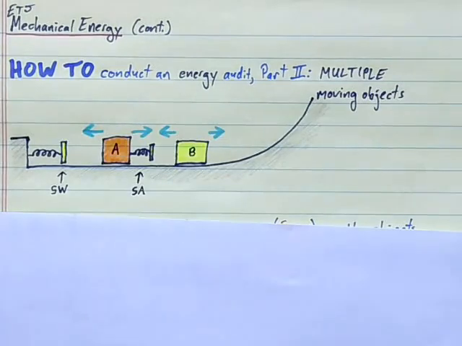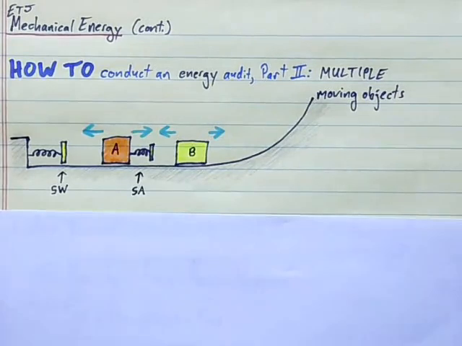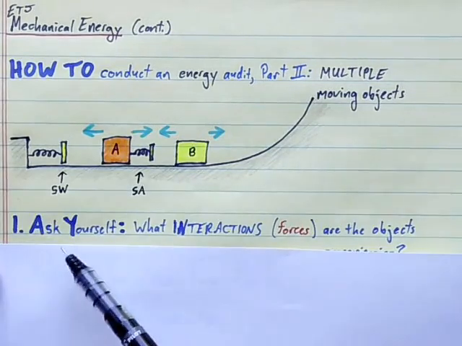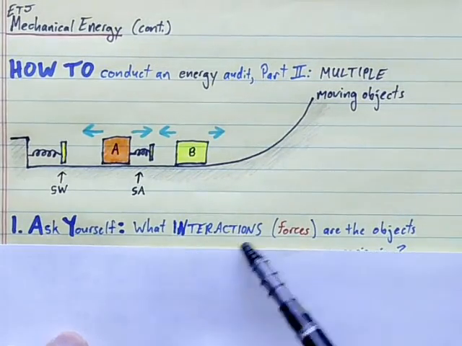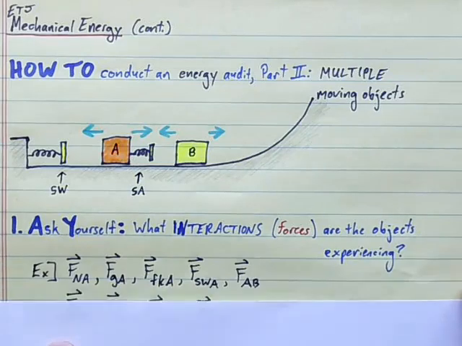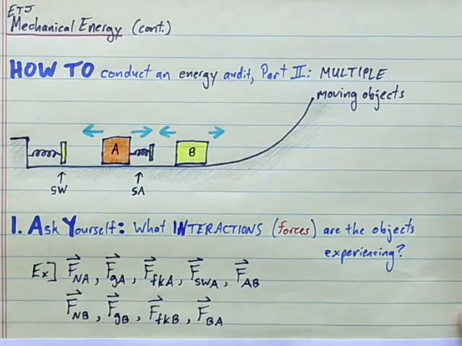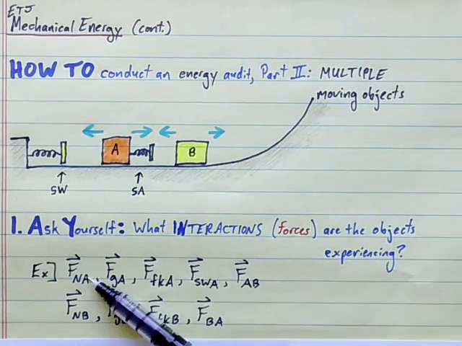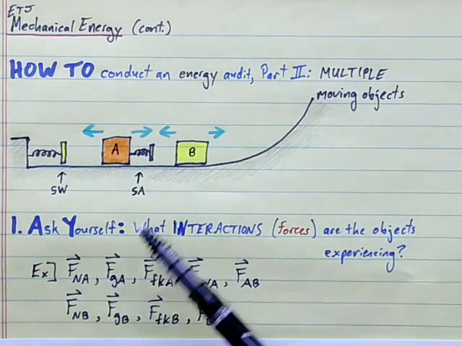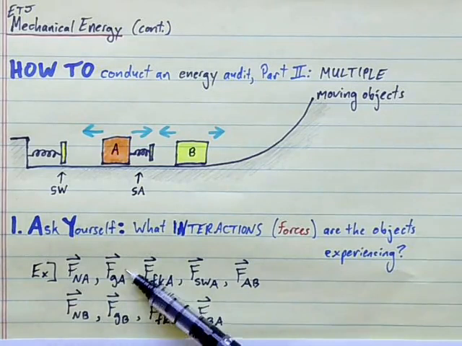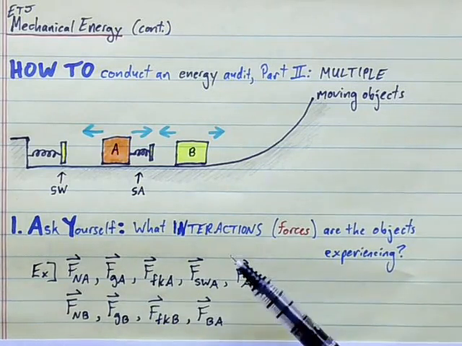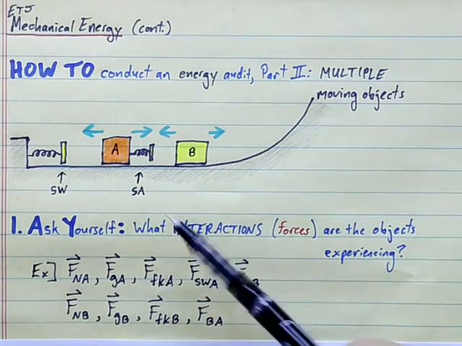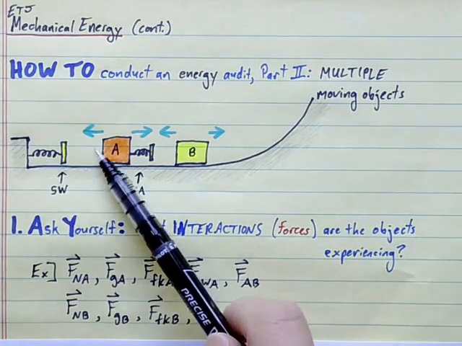Okay, so step one, as before, ask yourself what interactions or forces the objects are experiencing. And it's a longer list, of course, with two objects. There's a normal force on mass A and on mass B, a force of gravity on each one, a force of kinetic friction on each one. And then there's the spring force from this spring on A, if it comes over towards it.